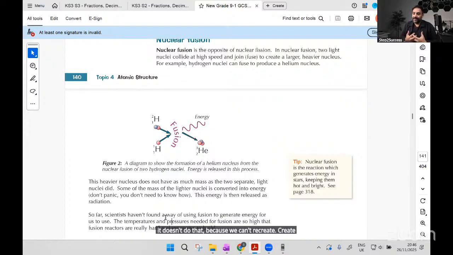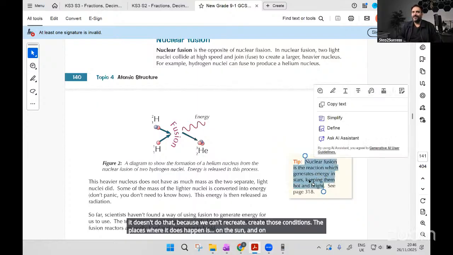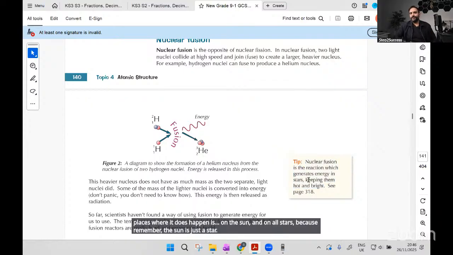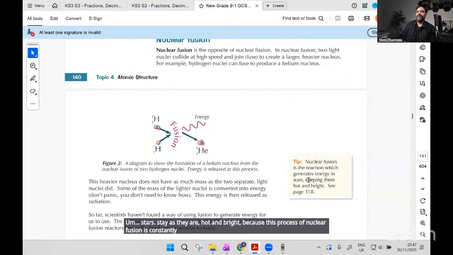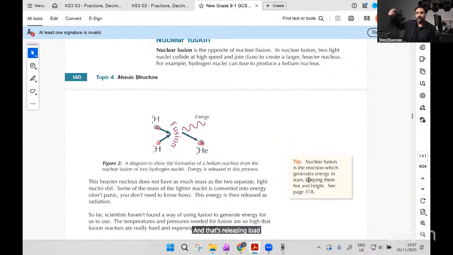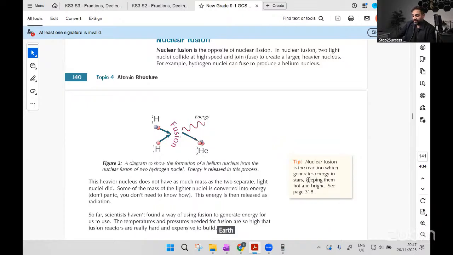The places where it does happen is on the sun and on all stars, because remember, the sun is just a star. Stars stay as they are, hot and bright, because this process of nuclear fusion is constantly happening on them. And that's releasing loads of energy, and that's what's keeping them hot and bright. But up there, it is very hot and there are high pressures. That's why it can happen. We haven't been able to do that on Earth. That's it, really. Not much else to say.